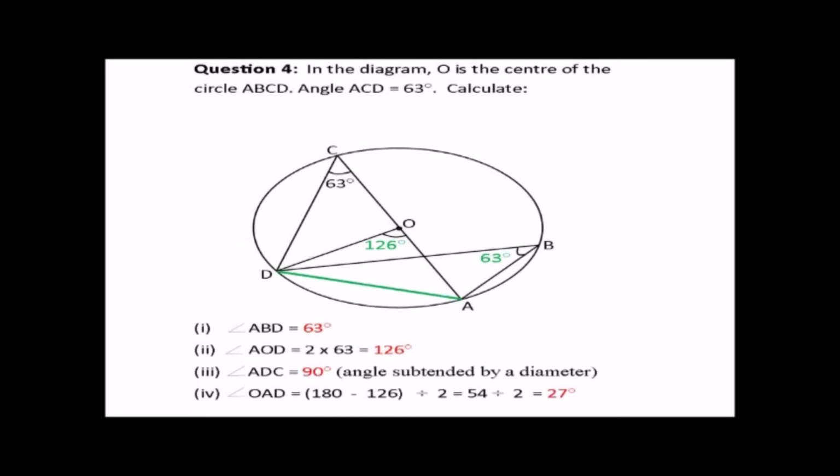And number 3, ADC is 90 degrees. You have to draw that line AD. So once you draw that line, then the angle subtended by that diameter AC has to be 90 degrees. And then number 4, that angle OAD is 27 degrees. Angle OAD. Okay, use the triangle and then you can figure it out once you know it's 90 degrees by D.